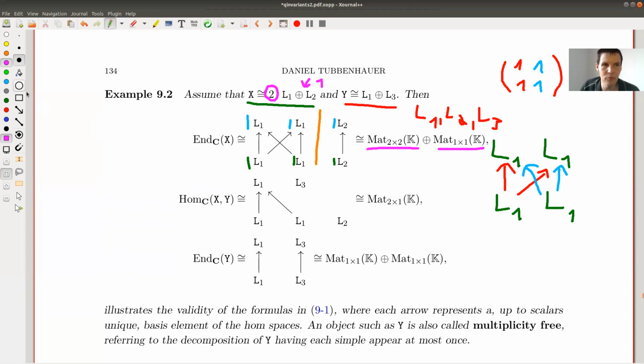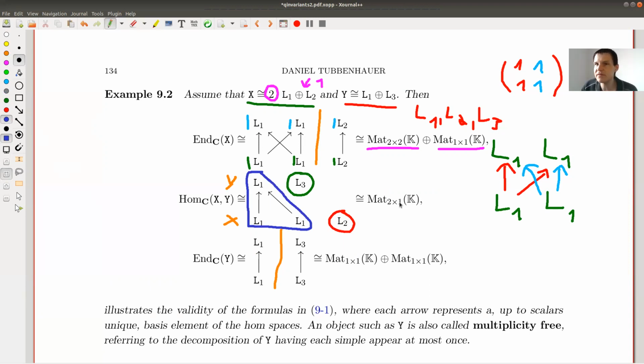Home from Y to Y is even easier. You just have your separating line here. L1 can't map to L3, L3 can't map to L1. So it's just two copies of the ground field, so 1 by 1 matrices. If you go from X to Y, it's even easier. So you draw X at the bottom. Here's X. Here's Y. This guy can't go anywhere. It's just separated. This guy can't be hit by anything. It's just separated. And then you just count this space, and it gives you a certain matrix algebra. So 2 by 1 matrices. Okay, that's how it works.